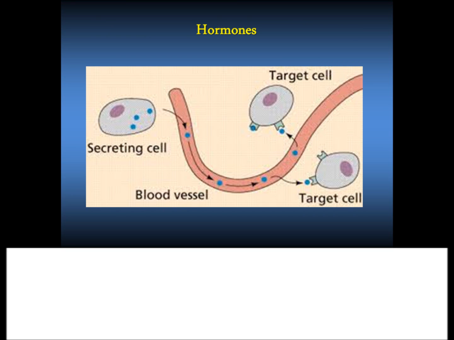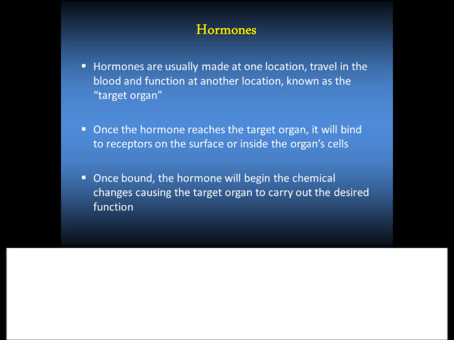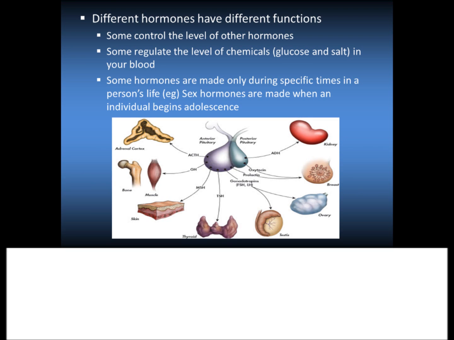If you take a look at the figure I provided, you could see that the secreting cell is releasing or secreting small blue circles, and that is the hormones in this diagram. So this hormone is going to travel through the blood vessel and it's going to reach the target cell where it is going to bind to the receptor, and when it binds to the receptor, then it's going to bring about a change.